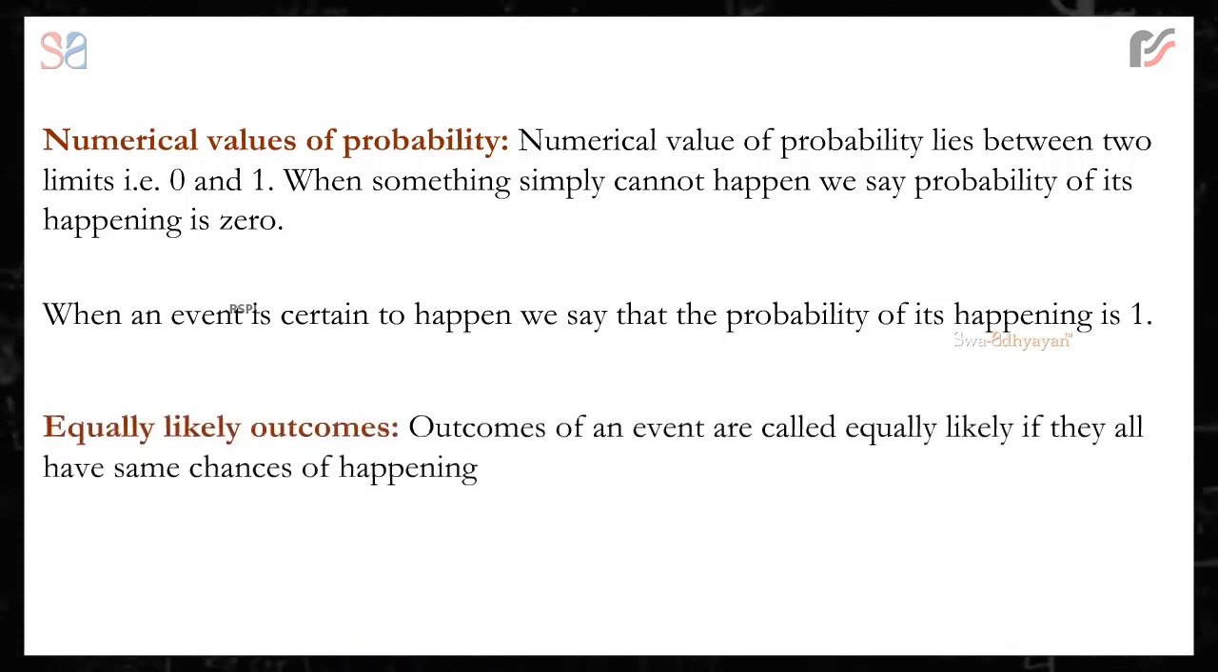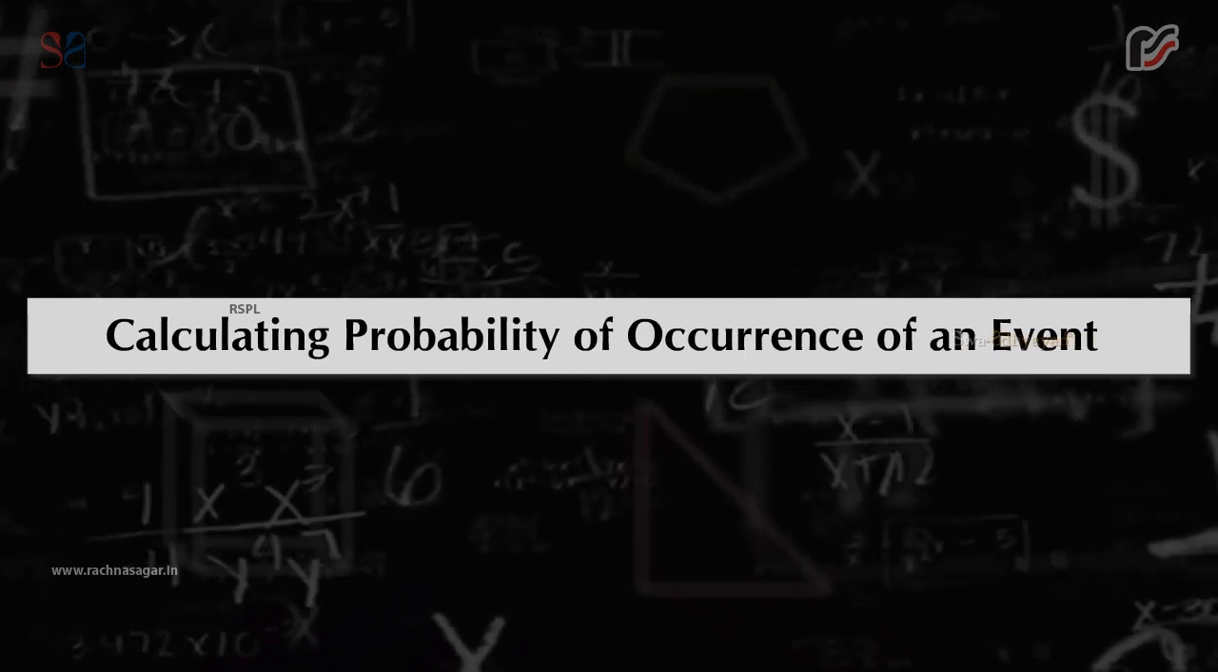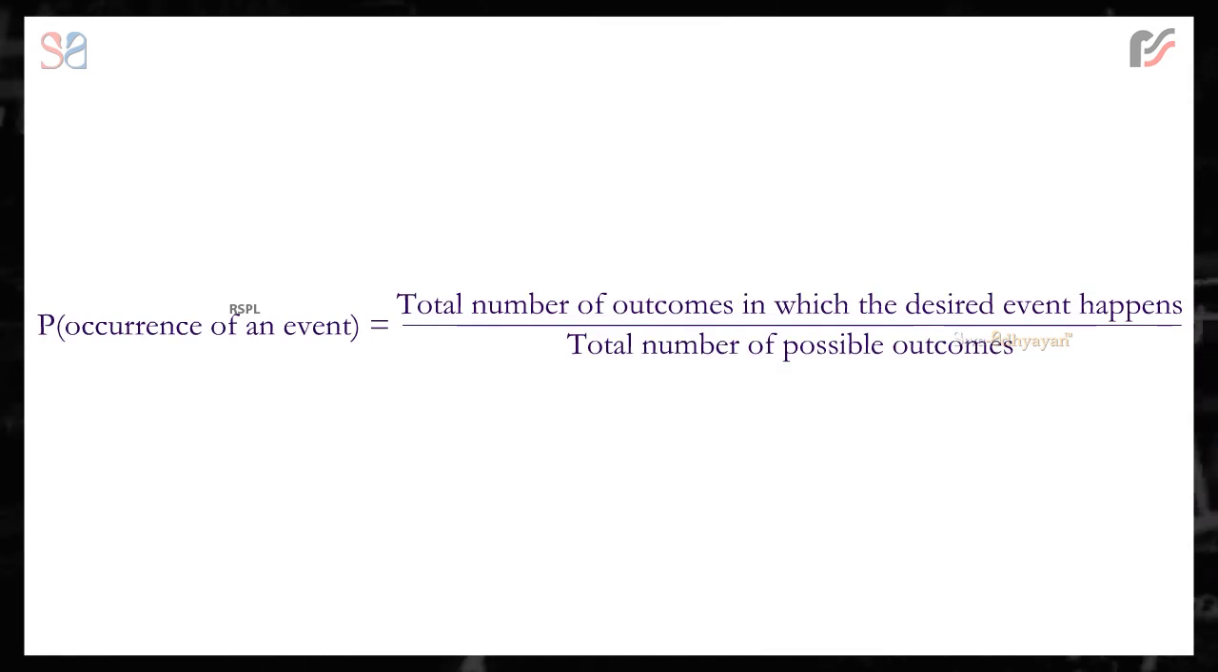Equally likely outcomes. Outcomes of an event are called equally likely if they all have the same chances of happening. Calculating the probability of occurrence of an event. P(occurrence of an event) is equal to the total number of outcomes in which the desired event happens upon the total number of possible outcomes.